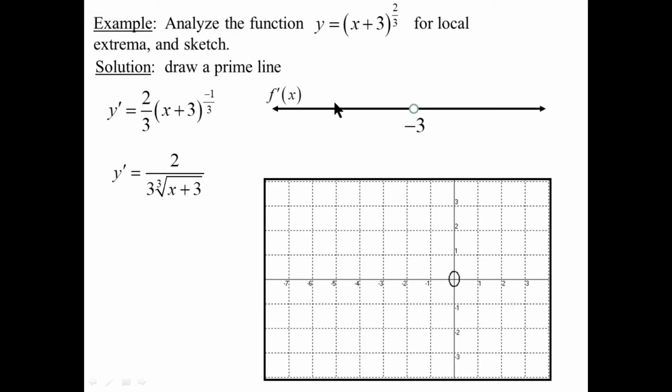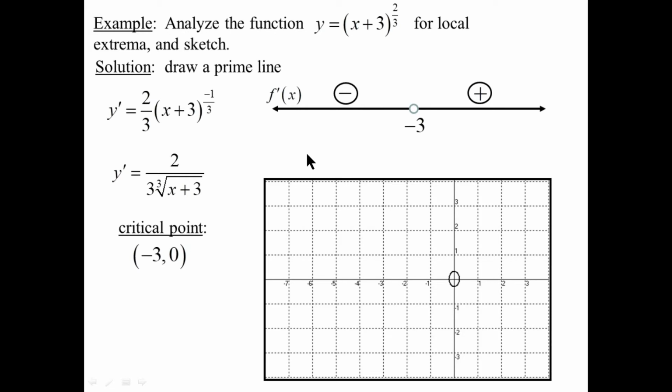Analyzing to the left, let's plug in something large and negative. Taking the third root of something negative is a negative. Let's plug in something large and positive. Taking the third root of something positive is, of course, a positive. And we do have a critical point at negative 3. Negative 3, 0 is a critical point. And we can see that that must be a minimum because we descend to it and then increase. So we have a minimum at negative 3, 0.